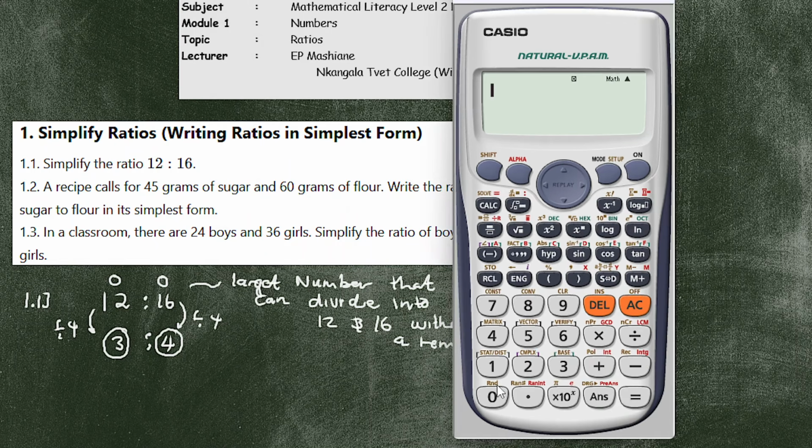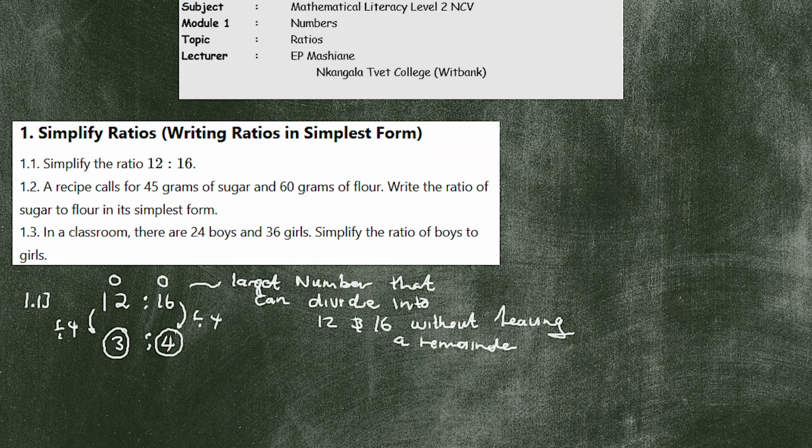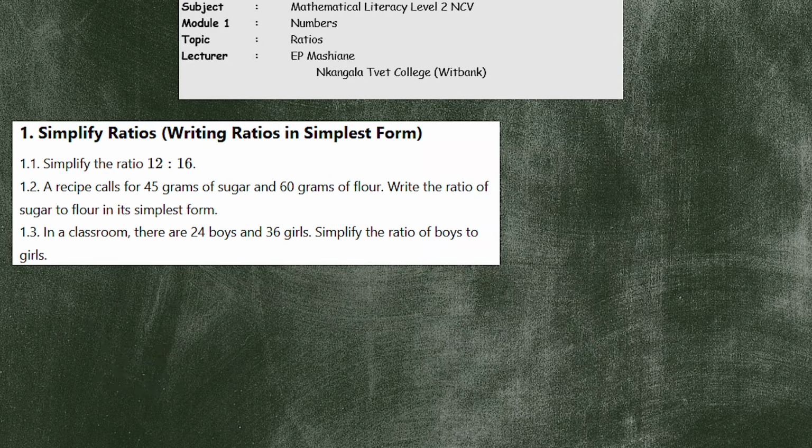Or you can just do it with a calculator. 12 divided by 16 is equal to 3 over 4. So that means we have a ratio of 3 to 4. So that's confirmed. Okay, so that's 1.1.